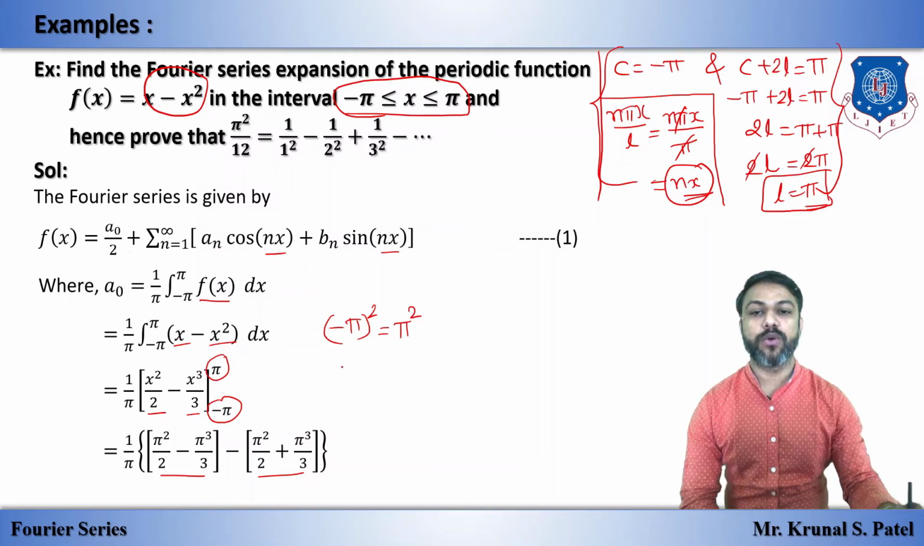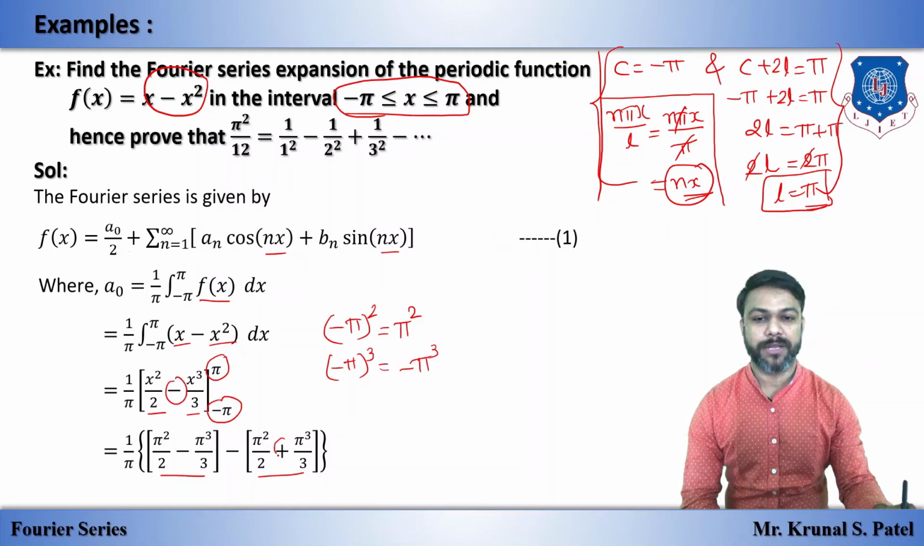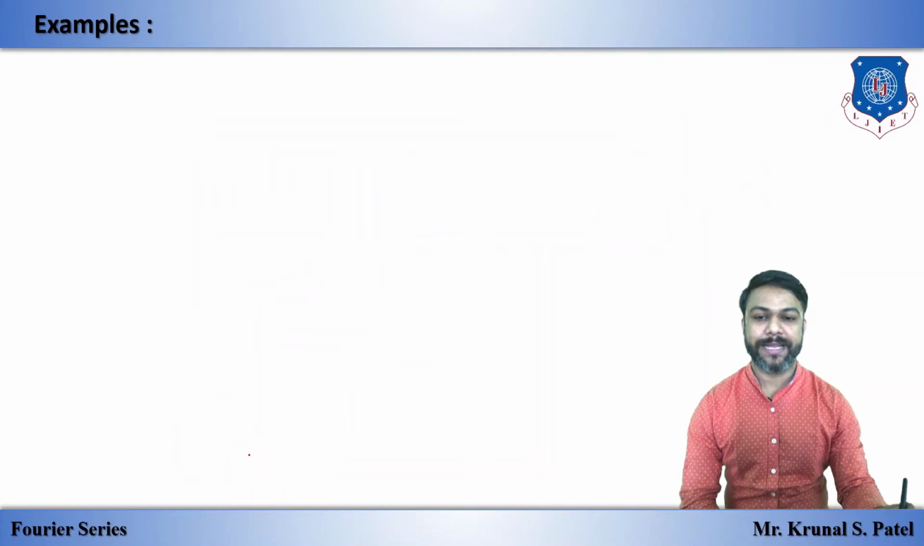And minus pi whole cube. So minus cube is minus and pi cube is pi cube. So we have minus pi cube and this minus is already there. So minus minus is plus. So this is how this plus comes, by putting minus pi here. Now we will expand this bracket.